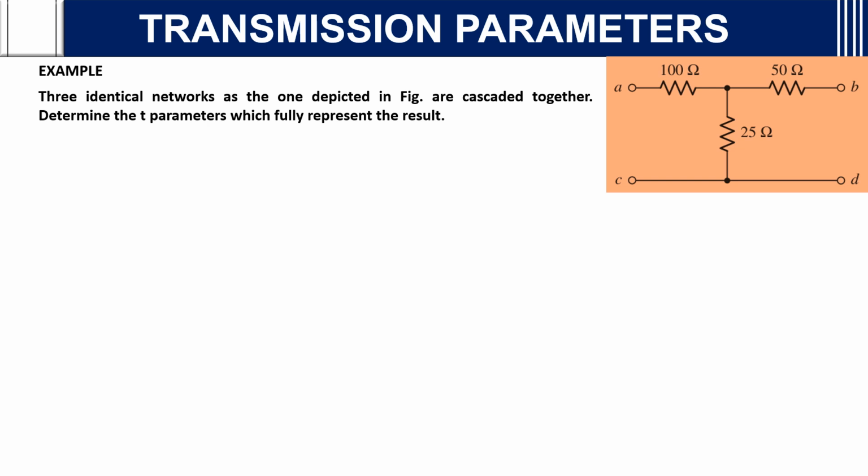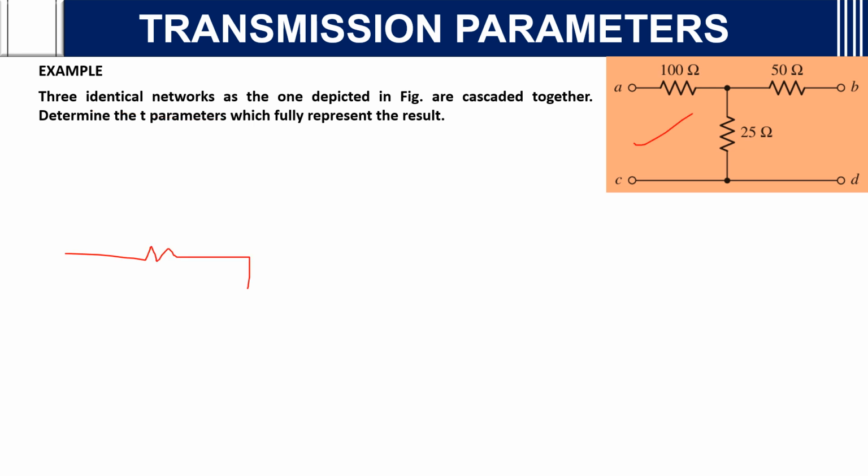Three identical networks are cascaded together. Determine the T parameters which fully represent the result. Nothing but what they are telling us: first, we need to find the T parameters for this network. Then multiply the T parameter matrix 3 times. That is, identical 3 networks in cascade form. So the same network is connected 3 times in cascade.